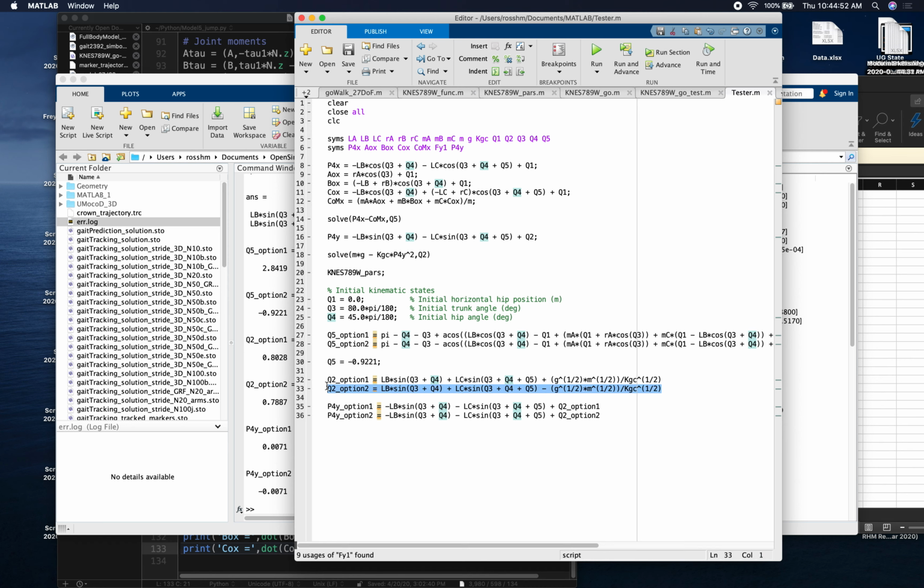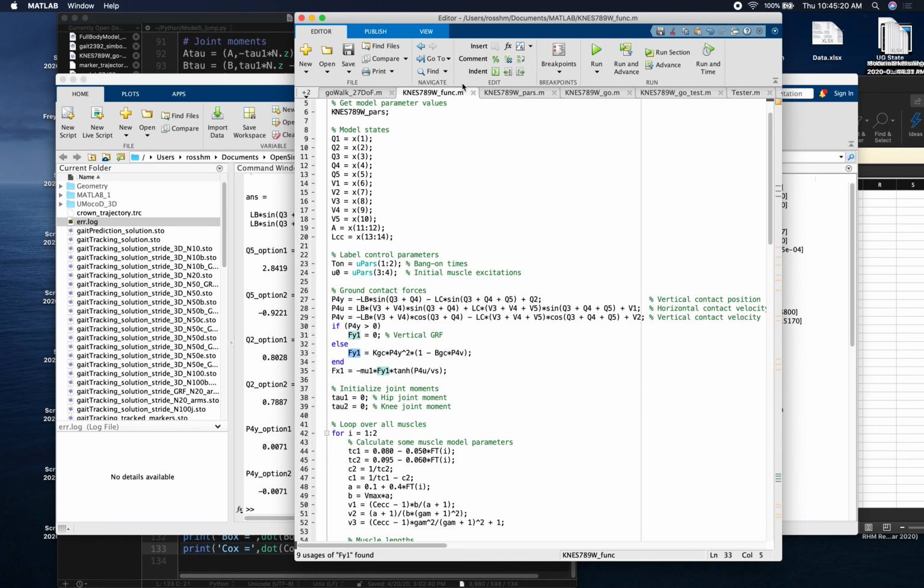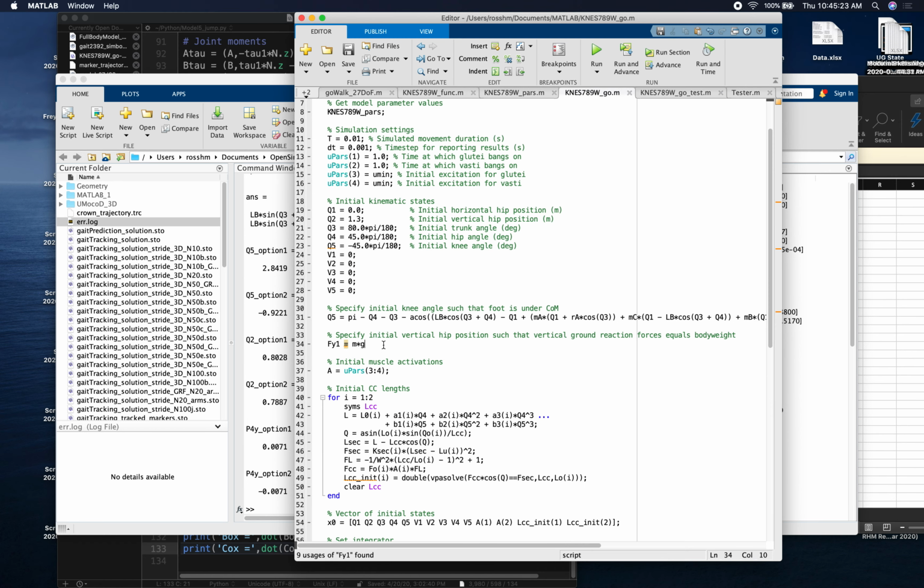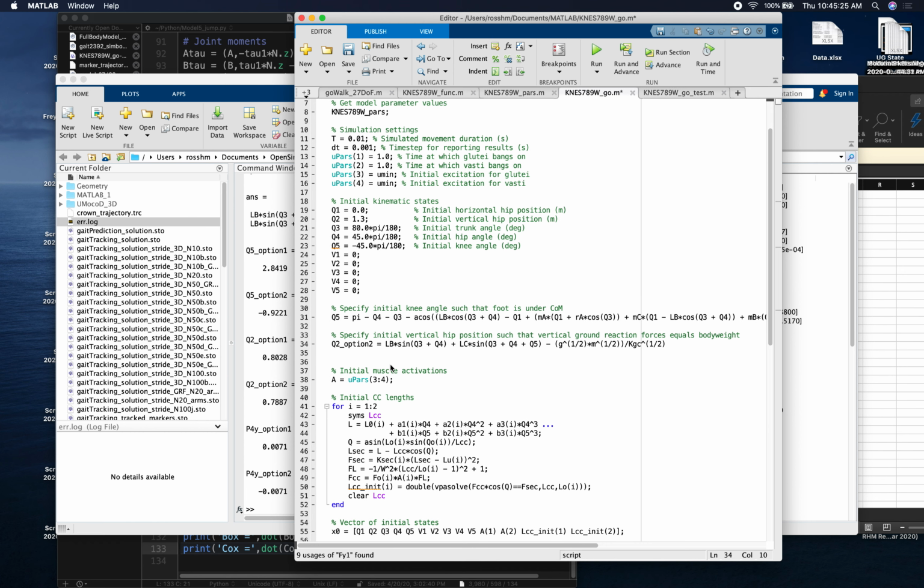And this is also another nice case where, at least for all of the values of initial Q3, Q4, and Q5 that we will be considering, it's always going to be this second one, Q2 option 2, that gives us the actual Q2 that we want, that has the contact point initially pressed a little bit into the ground to produce body weight in the vertical direction as the initial ground reaction force. So I can copy that one over to my Go code here, and paste it in there, and that's going to be where I get my initial Q2 from.